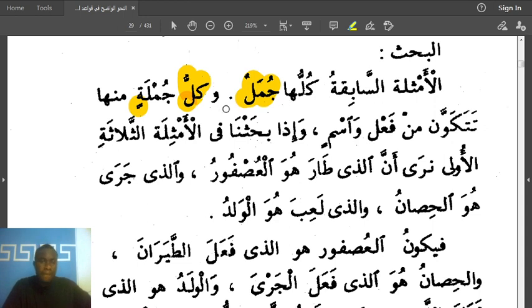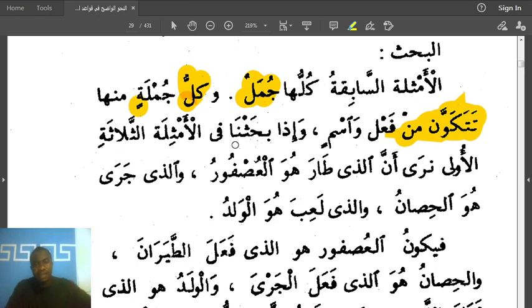Wa kullu jumlatin, and each sentence, minha, among these examples that we've seen, tatakawwanu min. Now tatakawwanu min is the same as tatarakkabu min or murakkabatun min, as we've already seen. Tatakawwanu min, تتكون من, is made up of فعل واسم, a verb and a noun. So all the sentences that we've just seen, you find a verb and you find a noun.